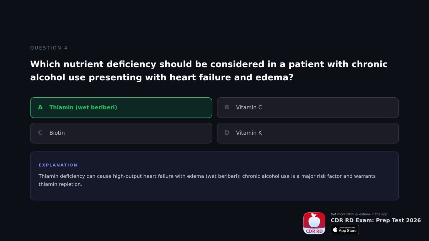The correct answer is thiamine, wet beriberi. Thiamine deficiency can cause high-output heart failure with edema, wet beriberi. Chronic alcohol use is a major risk factor and warrants thiamine repletion.